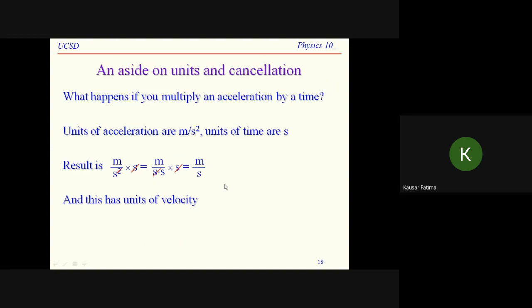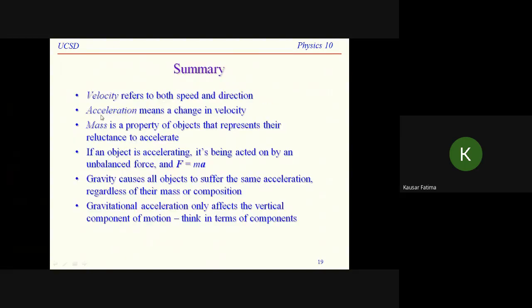So now this is the summary. Velocity refers to both speed and direction. Acceleration means change in velocity. Mass is the property of an object that represents its reluctance to accelerate. If an object is accelerating, it's being acted upon by some unbalanced force, and we calculate this force by F is equal to ma. All objects suffer the same acceleration caused by gravity, whatever their masses. And gravitational acceleration only affects the vertical component of motion.